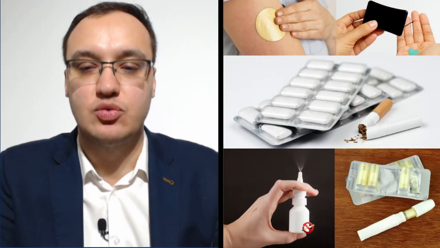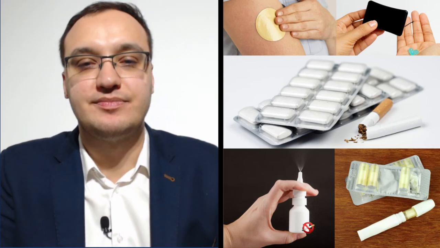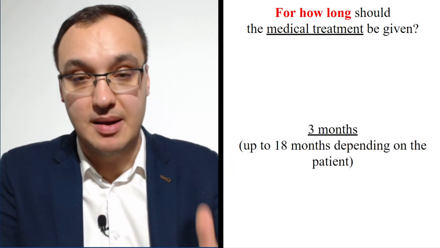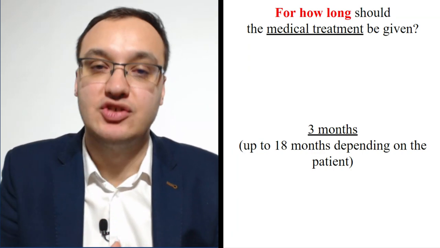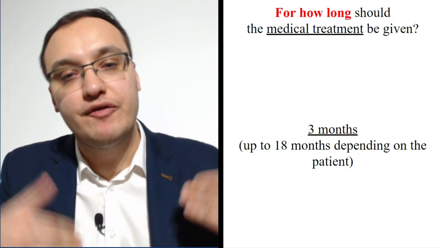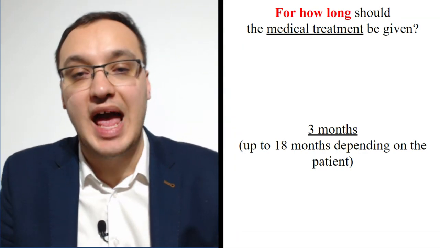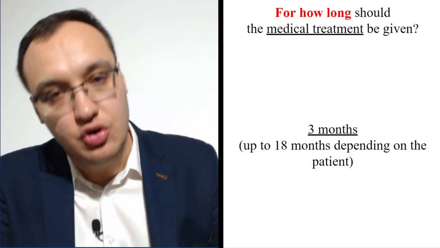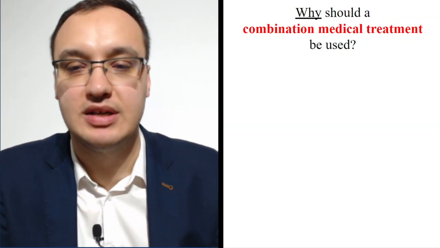So these are the things that we have: patches, gums, lozenges, sprays, and this inhaler, okay? For how long should the medical treatment be given? So how long? We said 3 months, because that's the critical point. But some patients need more. So up to 18 months, up to 1.5 years, depending on the patient. After 3 months, I would say stop these medications and try it out without those. And if it works, then you're fine. If it's not, if you relapse or anything, continue with the medication again, okay? Up to 18 months.